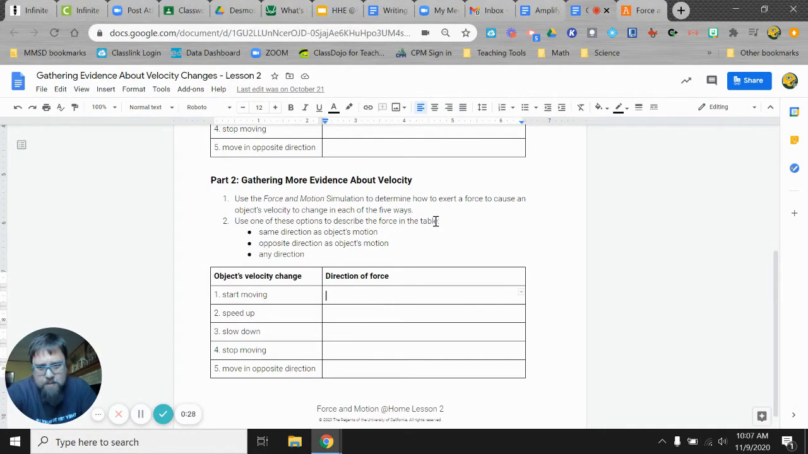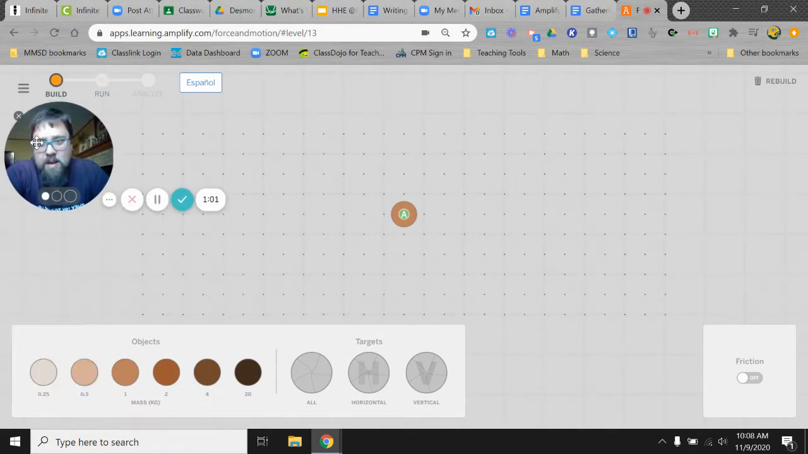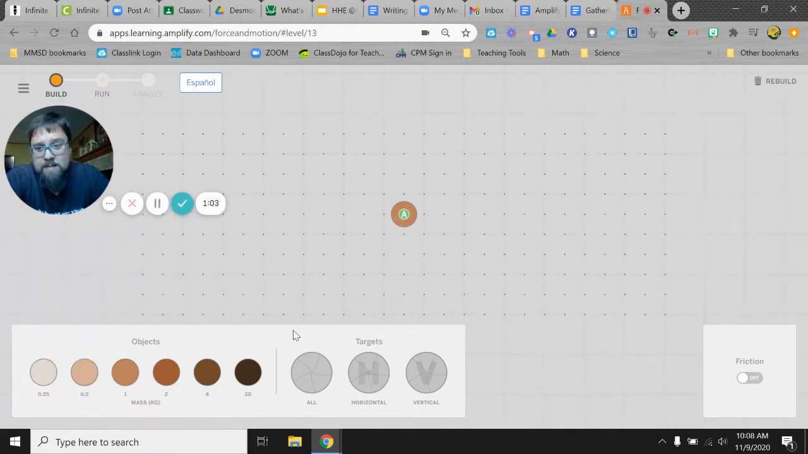All right. So number 2 says use one of these options to describe the force in the table. Same direction as object's motion, opposite direction as object's motion, or any direction. So what we want to do for this is we want to get an object for number 1 to start moving, and we need to figure out what direction we have to apply that force on the object. Okay. So we're going to be using the simulation again for this second part, and I have, conveniently right here, a stationary object. So I need to get object A to start moving.